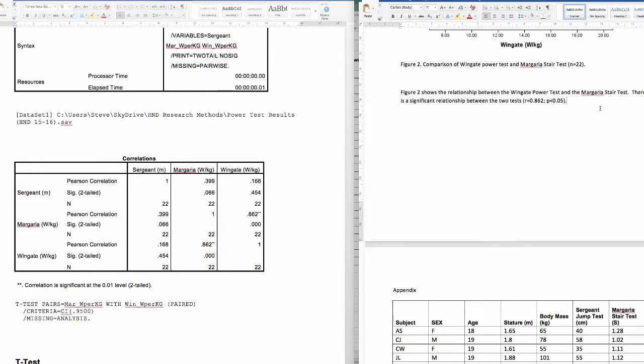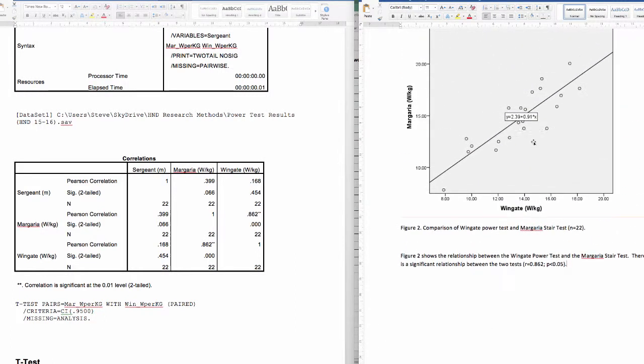So that's that done. We have identified that if you do the Margarita stair test, you can have similar results to the Wingate. Or in other words, if you're bad at one, you're going to be bad at the other, and if you're really good at one, you'll be good at the other. And this is going back to what the research question was: can we do a field-based study that will give you similar results to the Wingate test? And yes, the Margarita stair test is a good idea.